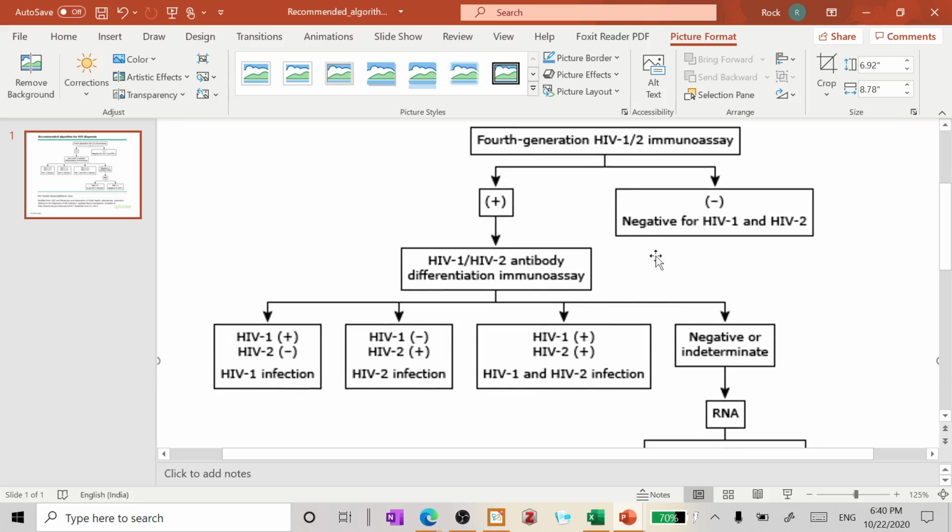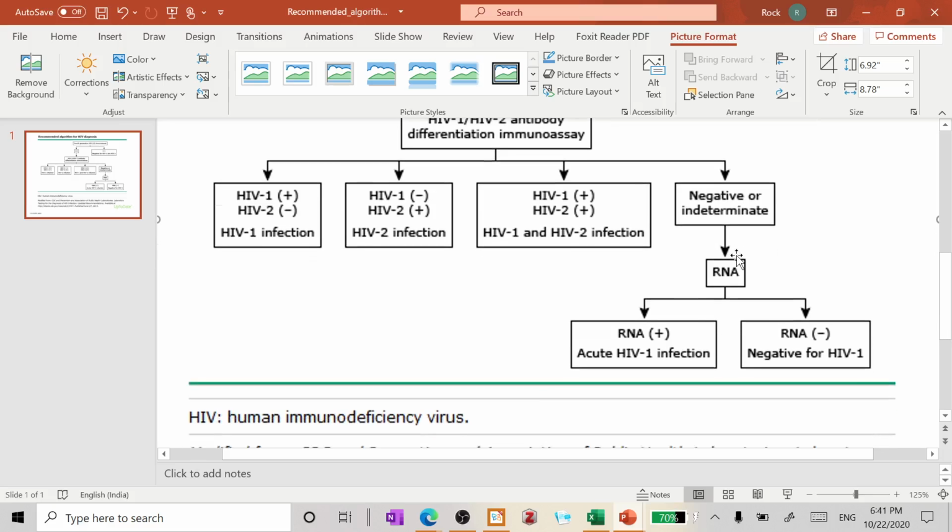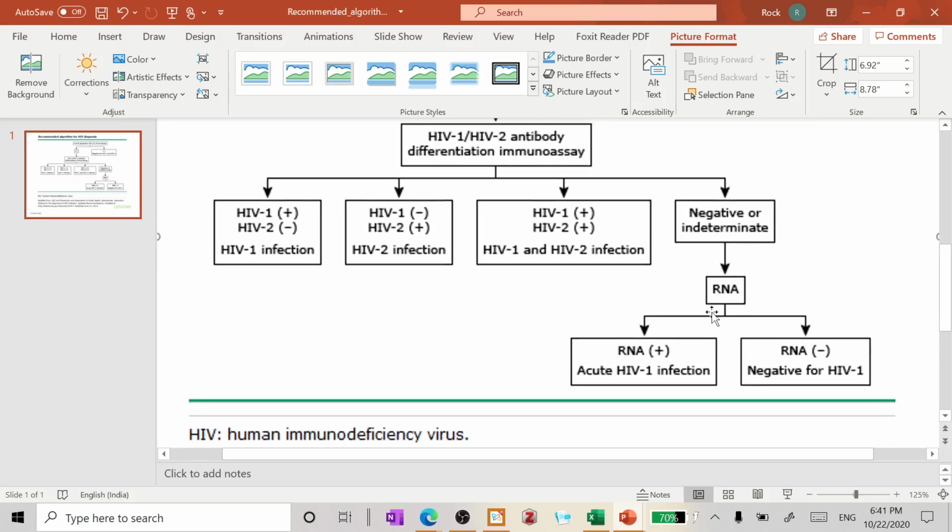If these are negative, but the fourth generation HIV immunoassay is positive, then it is called negative or indeterminate. In this situation, we will go for RNA. If the RNA is positive, then it is called acute HIV-1 infection. If it is negative, then we will look for any high risk exposure, like unprotected anal intercourse or needle stick injuries, which is very highly likely. Or if the patient is negative, then we will recommend that they get tested again 2 weeks after the first testing.